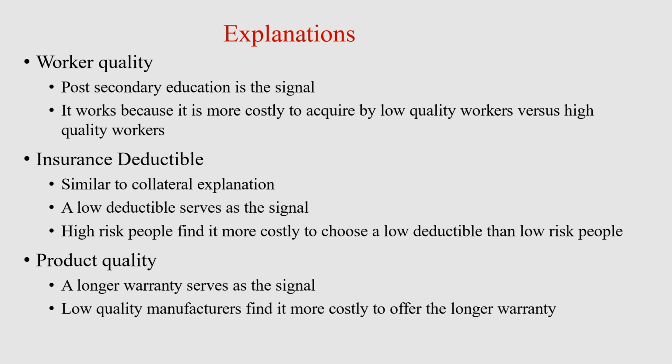Okay, some explanations. I already started these. For worker quality, post-secondary education is the signal. All right, I came up with some other ones. It works because it's more costly to acquire a low quality worker versus a high quality worker. Insurance deductibles are similar to the collateral explanation. A low deductible serves as the signal. High risk people find it more costly to choose a low deductible than low risk people. And for product quality, a longer warranty serves as the signal. Low quality manufacturers find it more costly to offer the longer warranty.